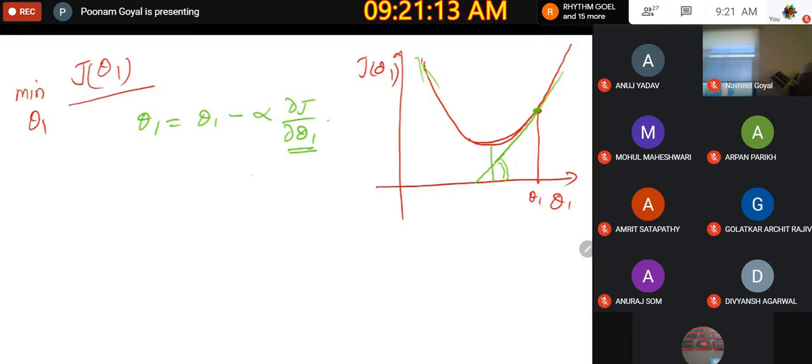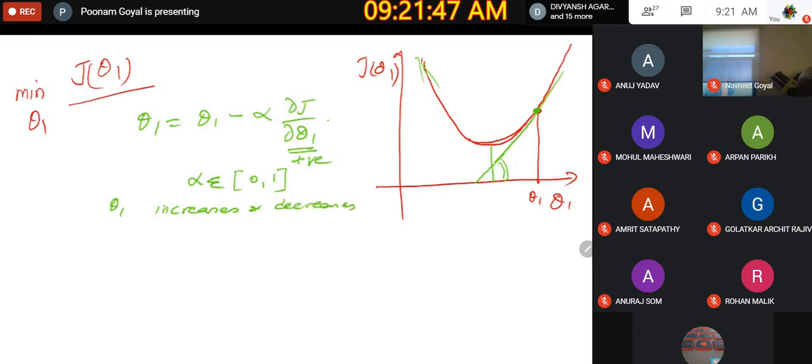At theta 1, what is the value, not the value, whether it is positive or negative? Positive, right? So this is something positive. And alpha, I am saying, is a positive number, right? Okay. So what happens to theta 1? Theta 1 increases or decreases? It will decrease, right? So it will decrease by this amount, which is this.